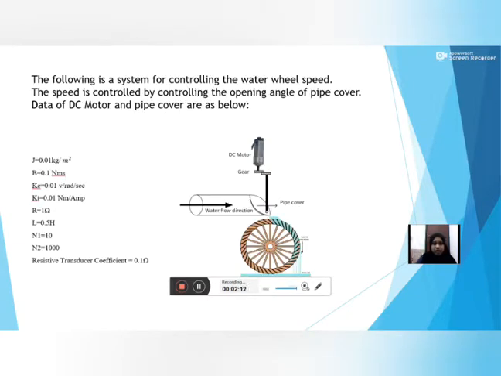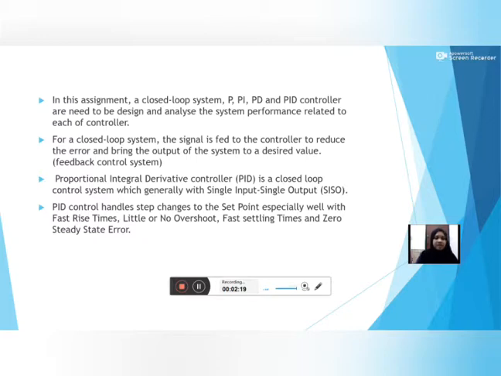So this is our question for the assignment. In this assignment, we need to design a closed loop system, with PI, PD and PID controllers, and analyze the system performance related to each controller. In a closed loop system, the signal is fed to the controller to reduce the error and bring the output of the system to a desired value. A closed loop system is also known as a feedback control system.